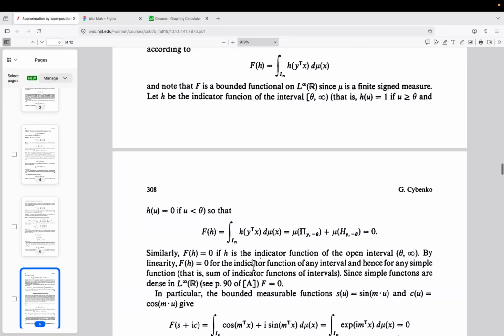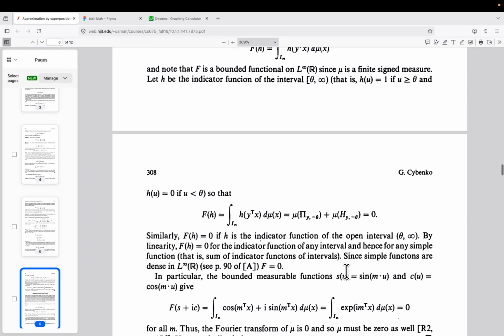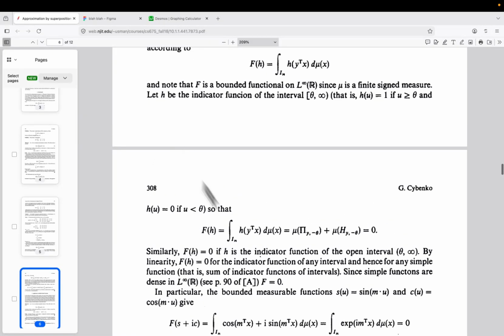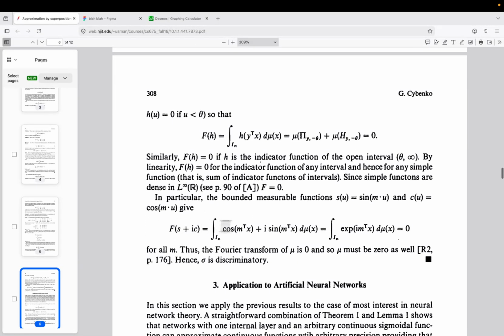By linearity, it holds for the indicator function of any interval, and hence for any simple function, that is, a sum of indicator functions of intervals, since simple functions are dense. We're saying that because they're dense, we're proving something. I feel that this is not actually the important part. What's important is that we use the bounded measurable functions, and those functions give this property.